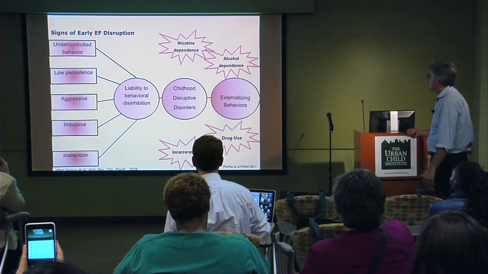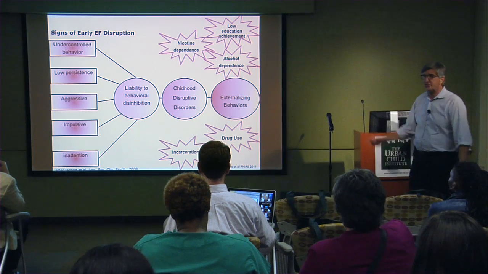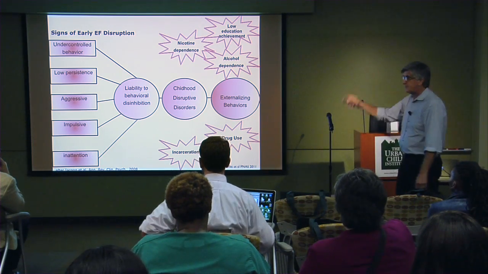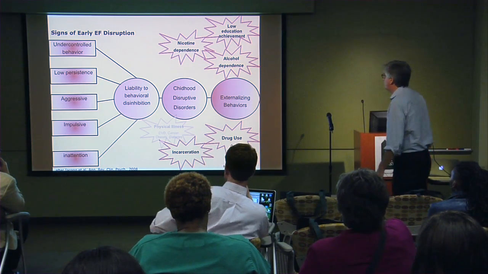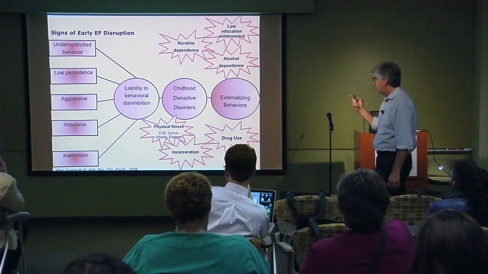Incarceration rates are up, drug use. These are longitudinal studies over 40 years. This is New Zealand, by the way, but it's been seen in longitudinal studies over and over again. Physical illness, cardiovascular disease, cancer, obesity, diabetes, just like I showed blood pressure. This affects physical health too. Mental illness, low adult income, etc.